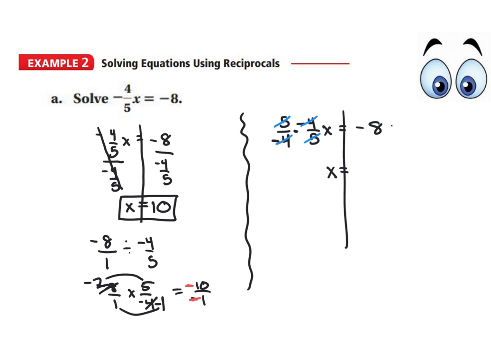Now remember to multiply the other side by the reciprocal, 5 over negative 4. And you'll notice we're in the same place. Negative 8 over 1 divided by negative 4/5, which is 8 over 1 times 5 over 4. So we kind of are just skipping a step. And we end up cross-simplifying. We get negative 2, negative 1, and we get negative 10 over negative 1, or x equals 10.